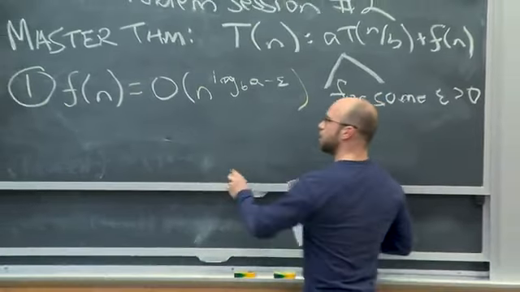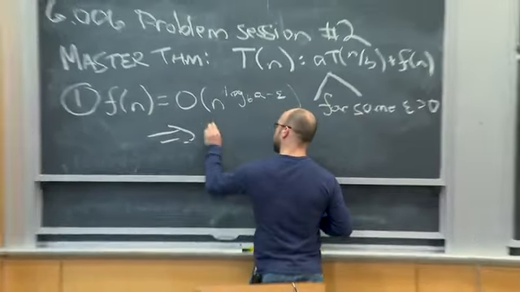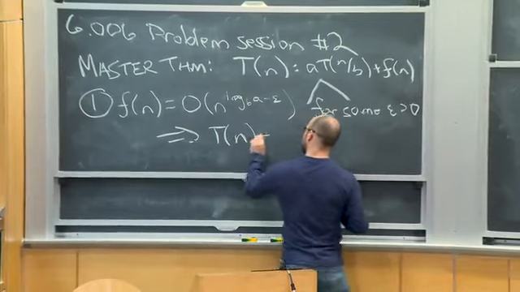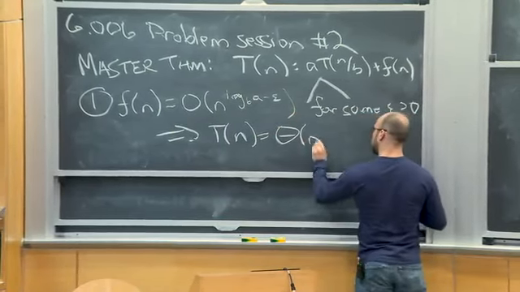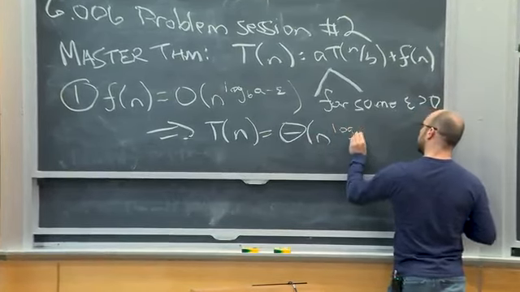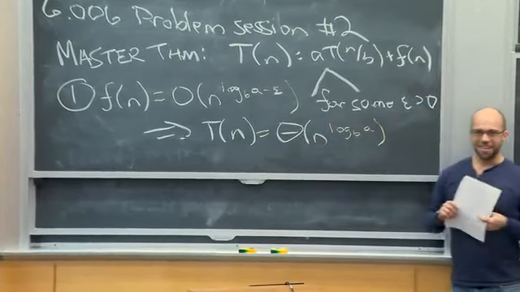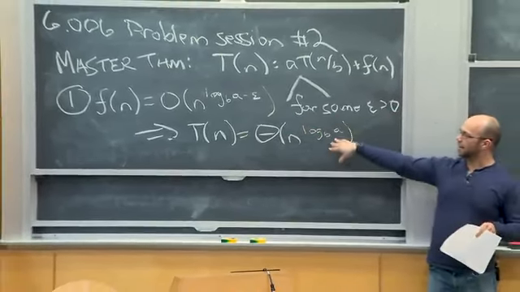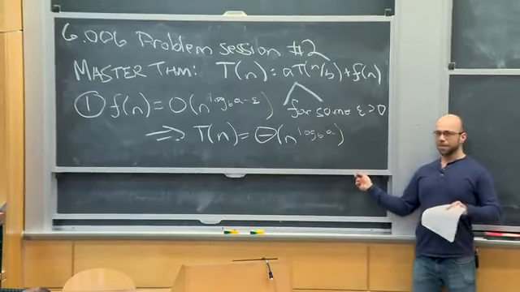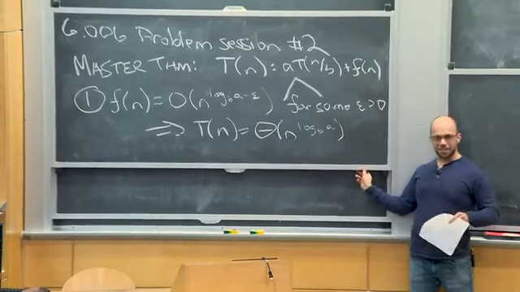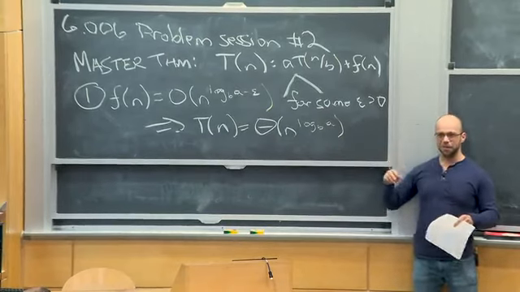But in any event, the conclusion is that T(n) is big theta of n to the log base b of a. This is kind of cool if you think about it. You only have an upper bound for f, but you get a nice theta bound for T. The reason for that is that f is insignificant relative to the work of just traversing up and down the tree.